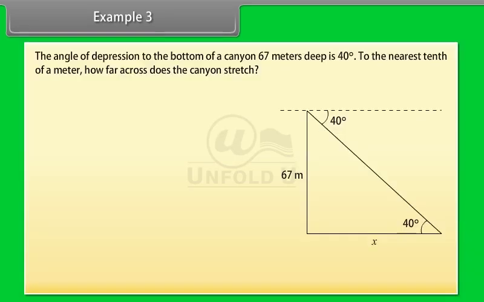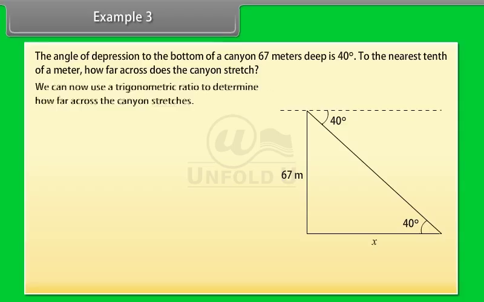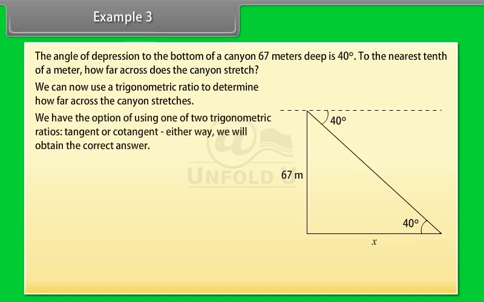Example 3. The angle of depression to the bottom of a canyon 67 meters deep is 40 degree. To the nearest tenth of a meter, how far across does the canyon stretch? Again, start by drawing a diagram. Remember, the angle is 40 degrees from the horizontal. We can now use a trigonometric ratio to determine how far the canyon stretches. We have the option of using one of two trigonometric ratios, tangent or cotangent. Either way, we will obtain the correct answer.